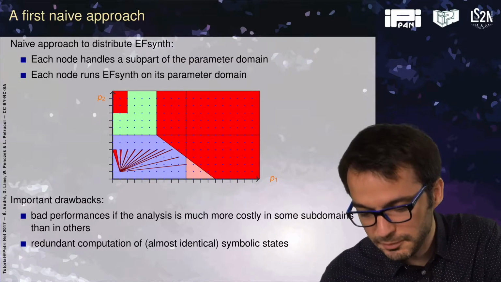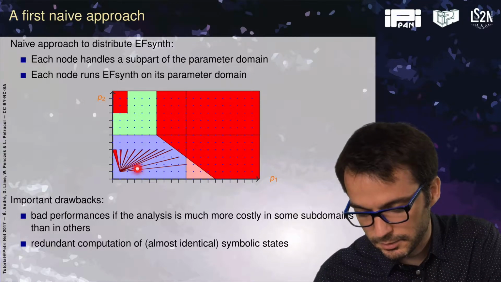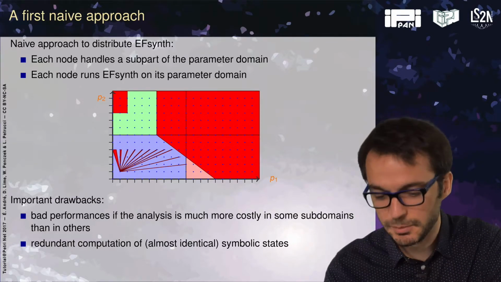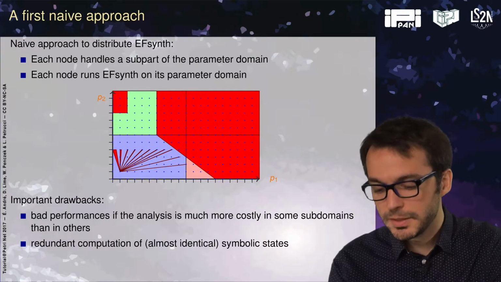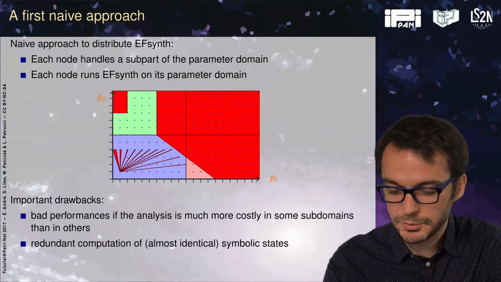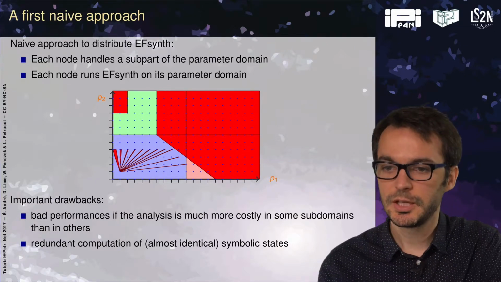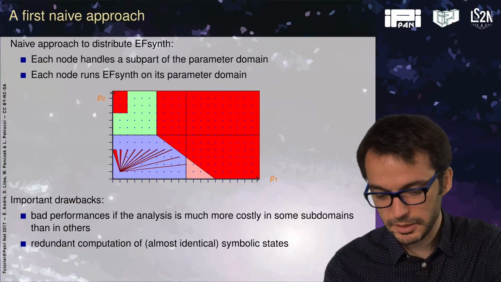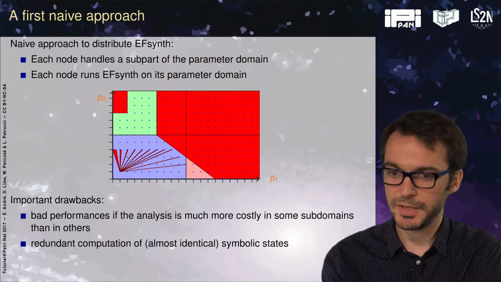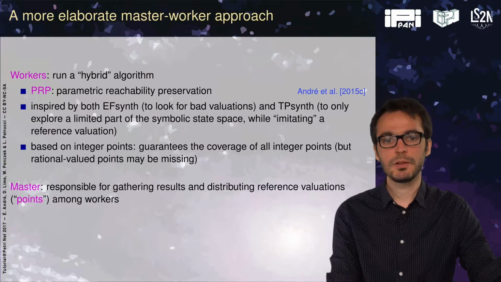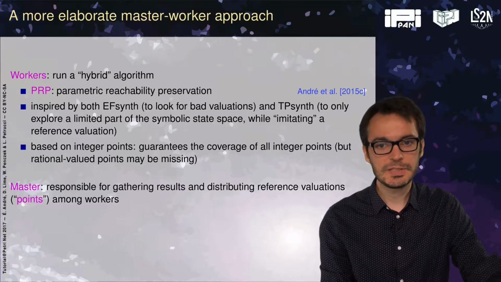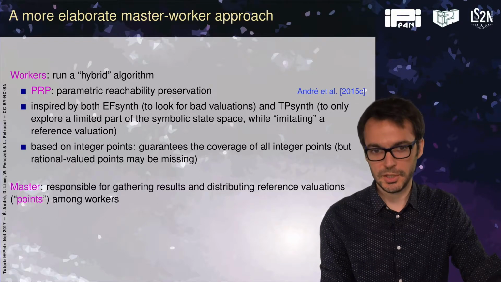A second problem is that if we have a lot of small parts of the valuation set for which the system is bad, and it looks like that, most probably there is a lot of analysis to do there. So it means the blue node has to take much more time than the others. So it's not fair, and the performance will be bad if the analysis is more costly in some subdomains than in others. So we will choose a more elaborate approach based on the master-worker paradigm.